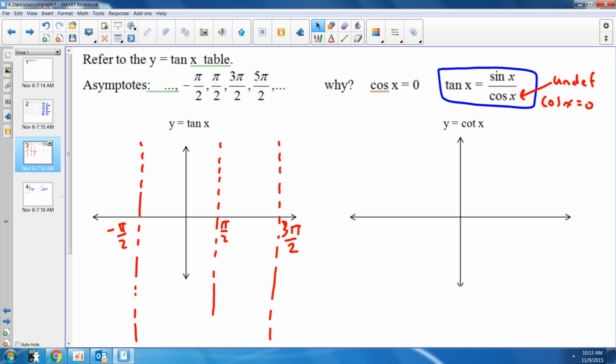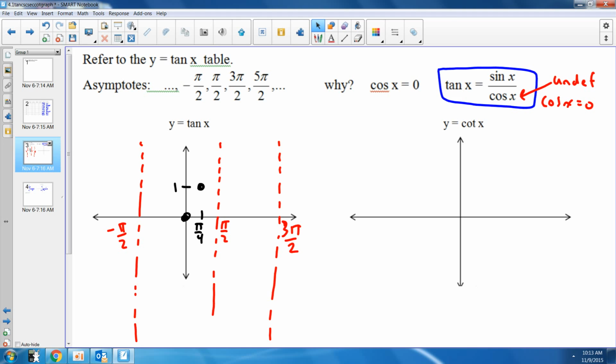Asymptotes are not part of the graph. Dashed lines are like they're invisible. Now, the point off of the table that we're going to look at is the tangent of 0, which is actually 0. So I know that that's one point on my graph. The next point on the graph is going to be pi over 4. Tangent pi over 4 is equal to 1. That's going to be another point on the graph.